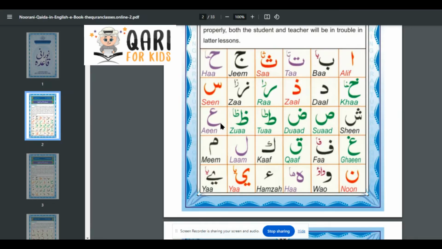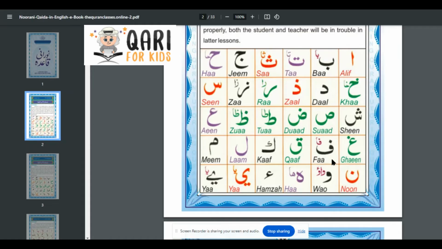Ain. Ghain. Ain and Ghain look almost similar, but the difference is Ain has no dot above and Ghain has one dot above it.